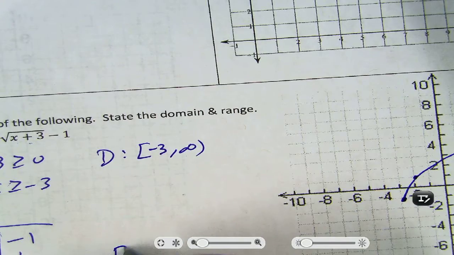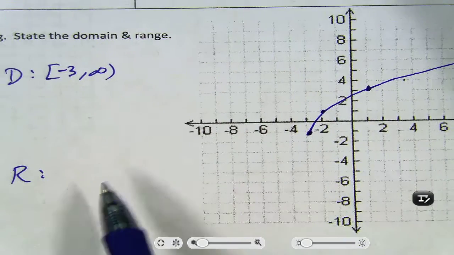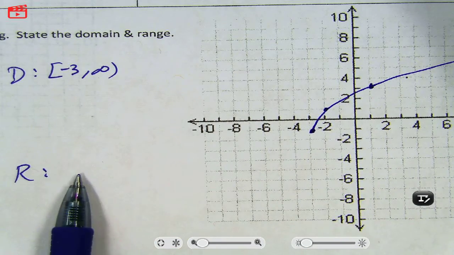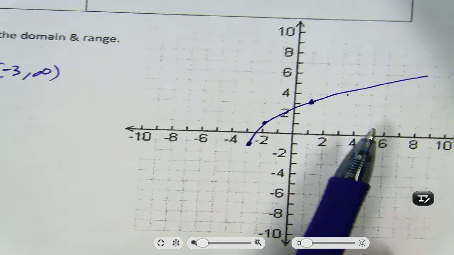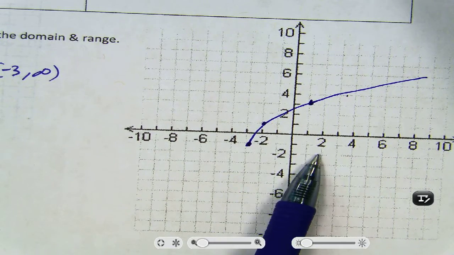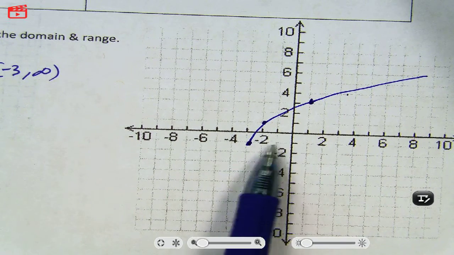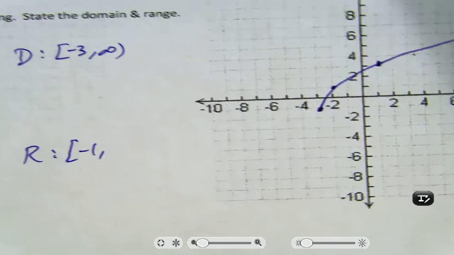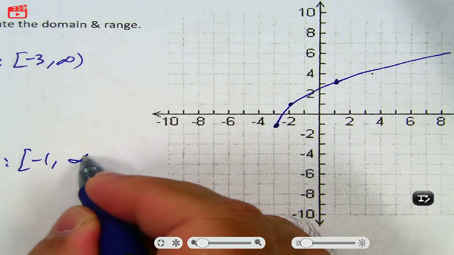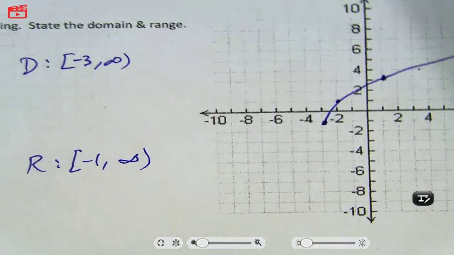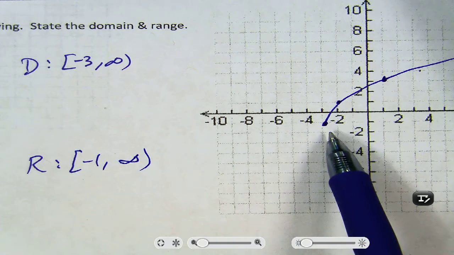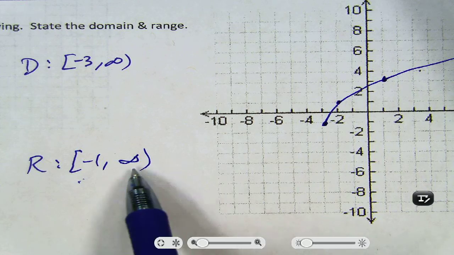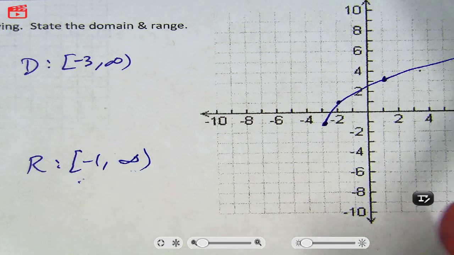Let's go back and look at A. Look at the range. So remember the first number, or first expression, is how low will it go? How low will this go? Negative 1, that's how low it goes. How high will it go? That's infinity. Okay, so range is how low will it go, is the first number, and the second number is how high will it go.